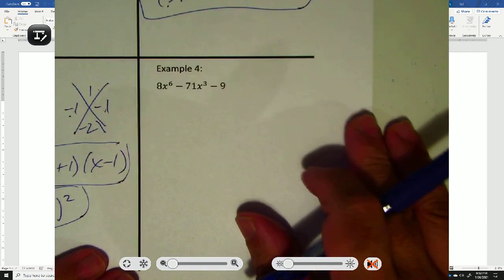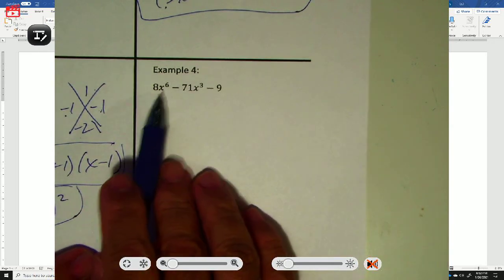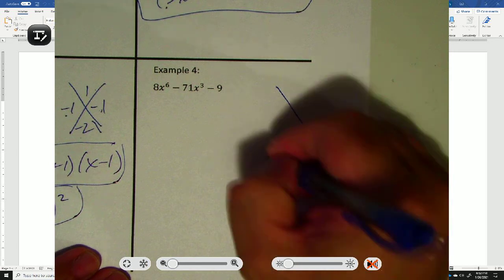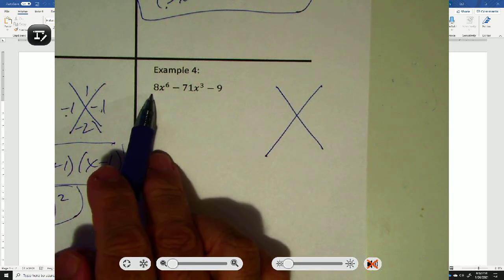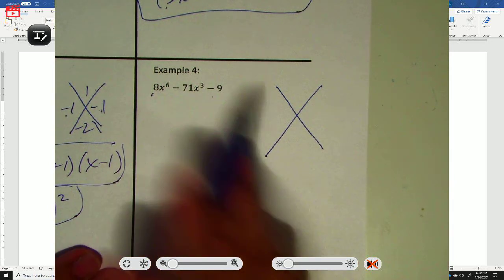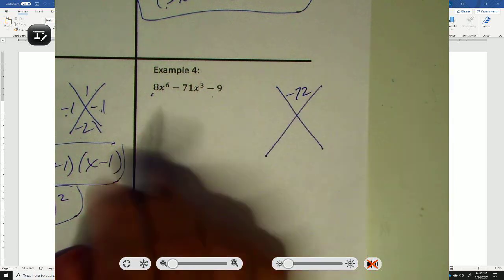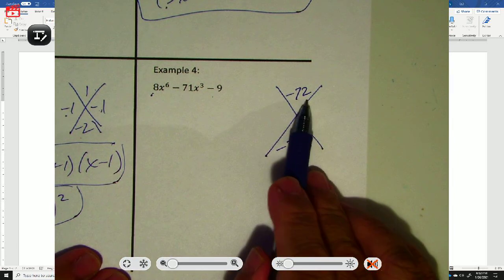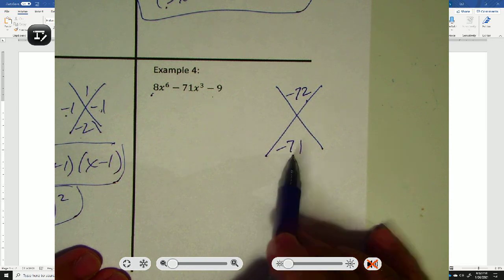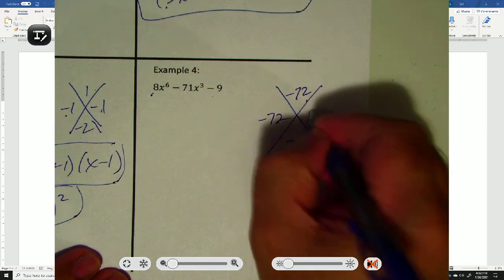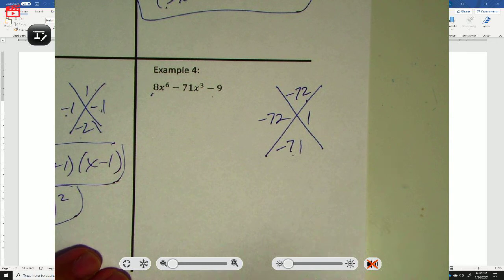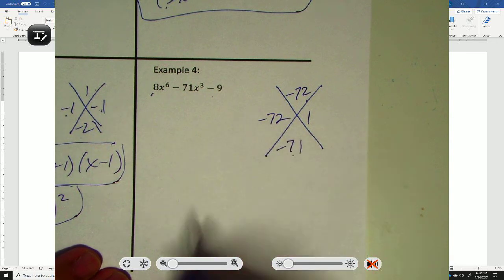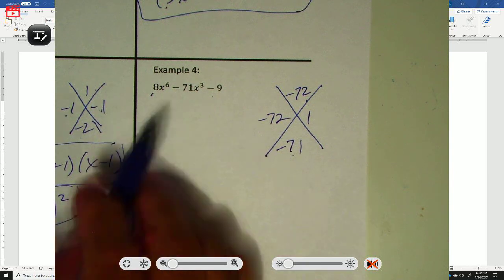Let's take a look at this one. So you have an even exponent, you have half of that. Take the 8, take the -9, multiply that, you get -72. Middle term is -71. What are the factors of -72 that combine to make -71? Well, -72 and +1. I know some people go, oh, well, anyway, whatever. So it's the Lizzie method because I have a leading coefficient.